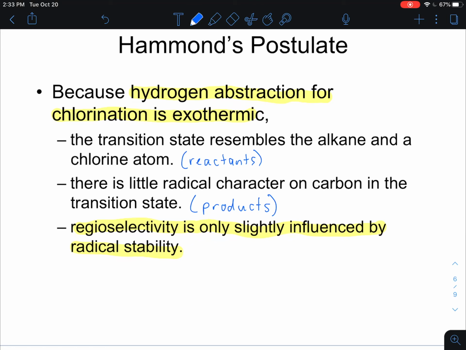So the result is that when we take propane and react it with chlorine, there isn't a drastic difference in the likelihood of adding chlorine to the inside position on carbon 2 versus the outside position on carbon 1, because the radical stability trend doesn't impact the reaction very much since the transition state isn't very radical-like.